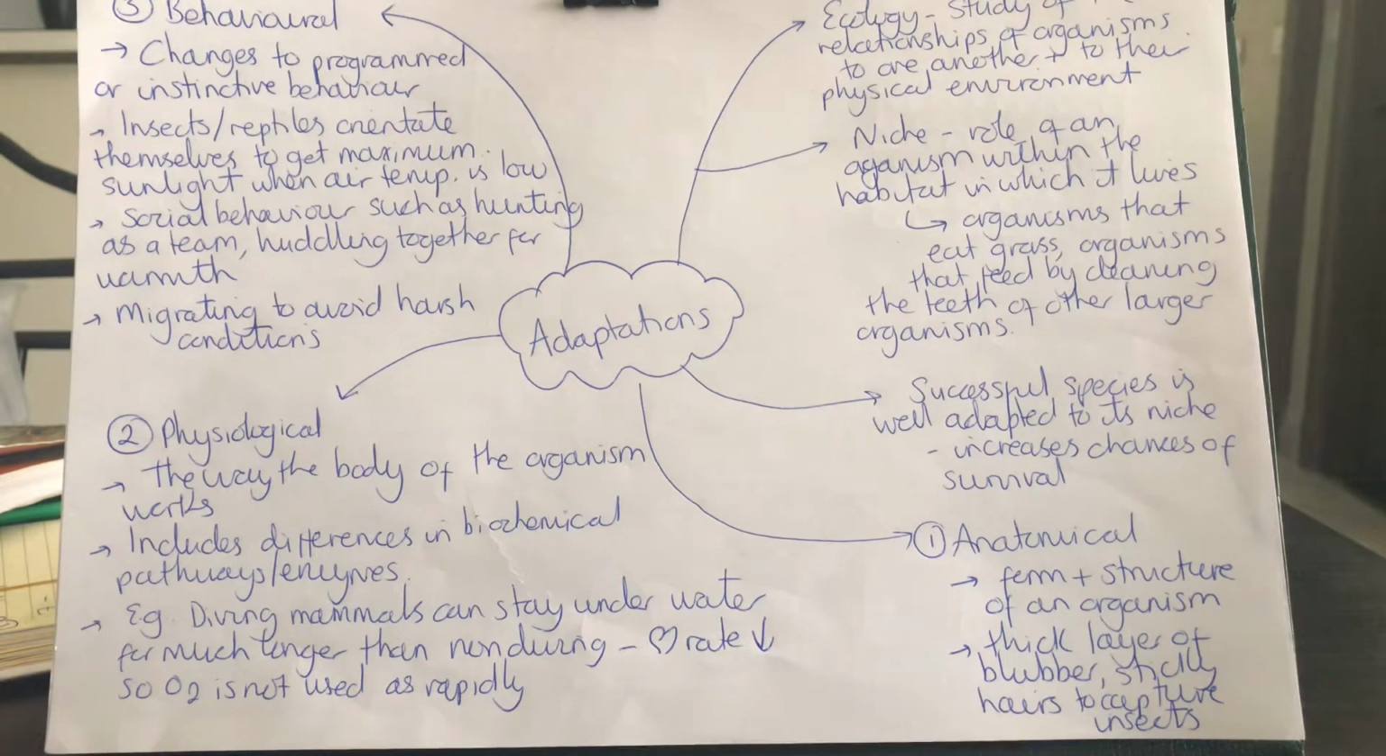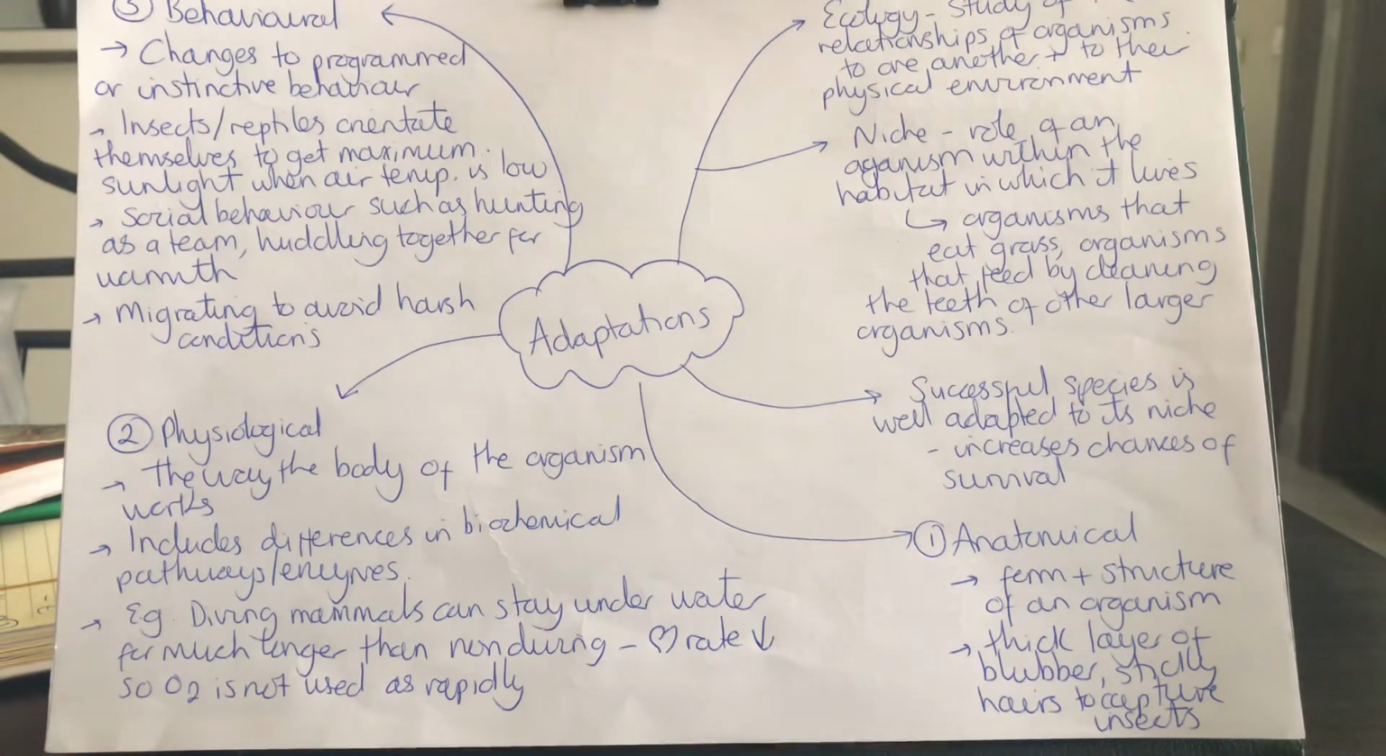Okay, we've then got the physiological, and this is the way that the body of the organism works. So it includes differences in biochemical pathways or enzymes. So it's not what they look like, but it's actually their physiology, how their body works, their chemical reactions. So an example is in diving mammals, so mammals obviously that dive underwater for long periods of time, whether that's because they live there, back to our whales, or whether they have to do that to hunt.